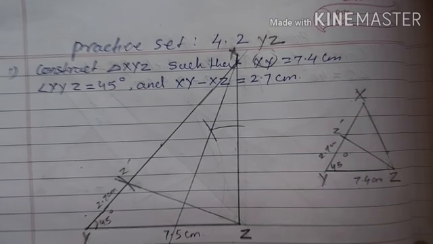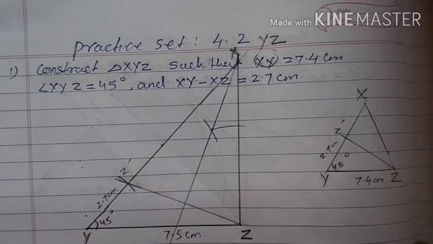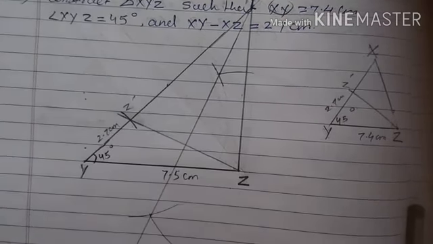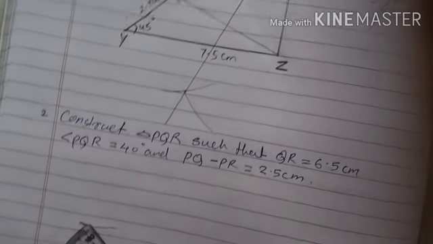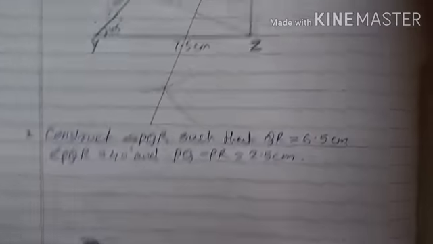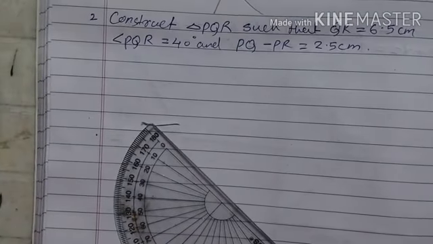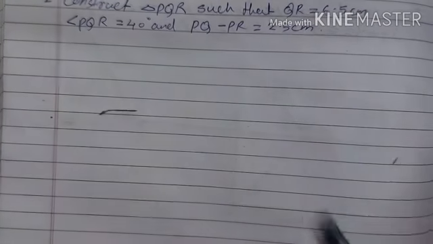Basic steps are same. First of all, draw the base, then draw the angle, take the point of angle, then draw the ray of angle, and the difference of two sides are given. Mark that difference on the angle ray, then join with the point and then draw the perpendicular bisector. Point of intersection of angle ray and perpendicular bisector is your required point. Now join the required point with Z. Now you get your required triangle.